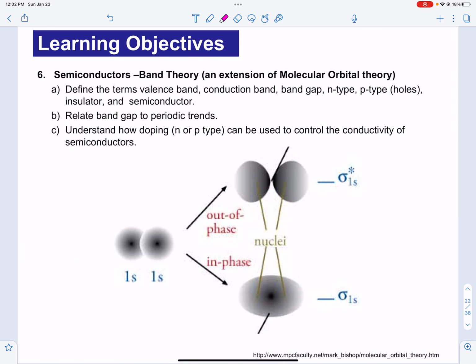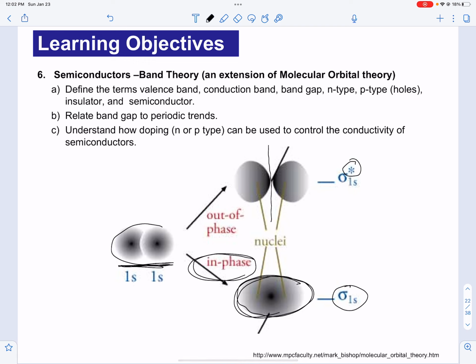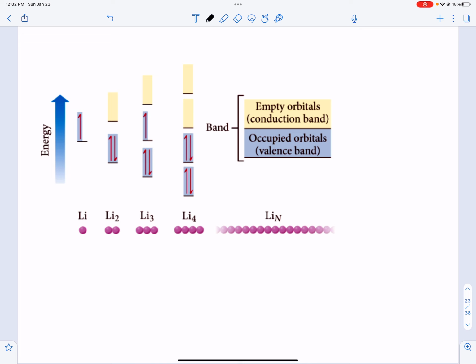So this is basically what I showed you before. Two hydrogens can come together giving you a molecule, or they can not bond. Anti-bonding and bonding. The formation of the bond is in phase. The anti-bonding, where you have a node in there where they do not bond, is because of two out of phase waves. So that's the molecular orbital theory.